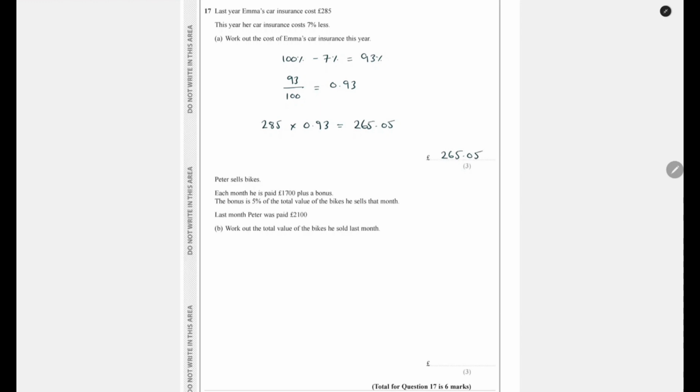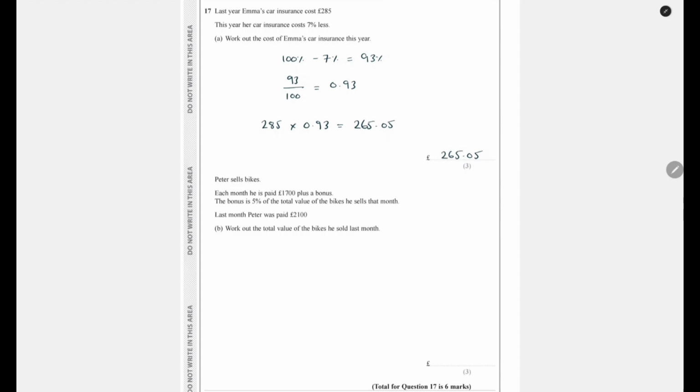Peter sells bikes. Each month he's paid £1,700 plus a bonus. The bonus is 5% of the total value of the bikes he sells that month. Last month, Peter was paid £2,100. Work out the total value of the bikes he sold last month.